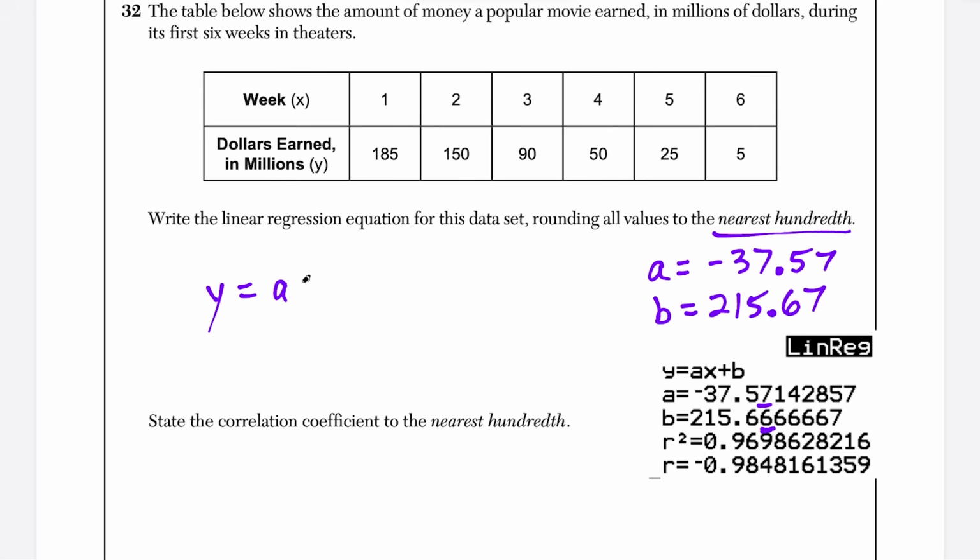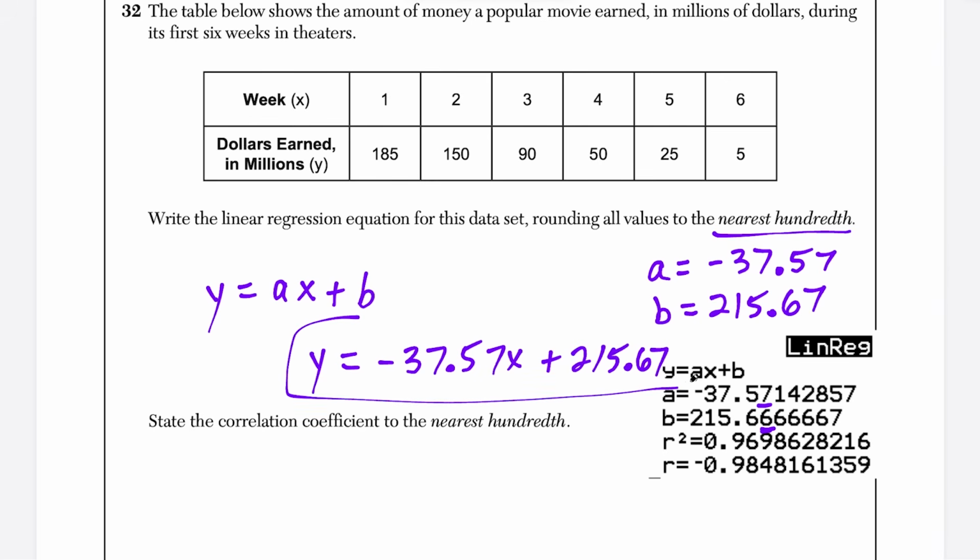So here, I'm just going to say y equals ax plus b. You don't have to show this step. You can just write the answer out. But since I defined a and b, I just want to show how these fit in the equation over here. So now I just make the substitution. We're going to have -37.57 times x, and then plus 215.67. So here is our equation for the first part.